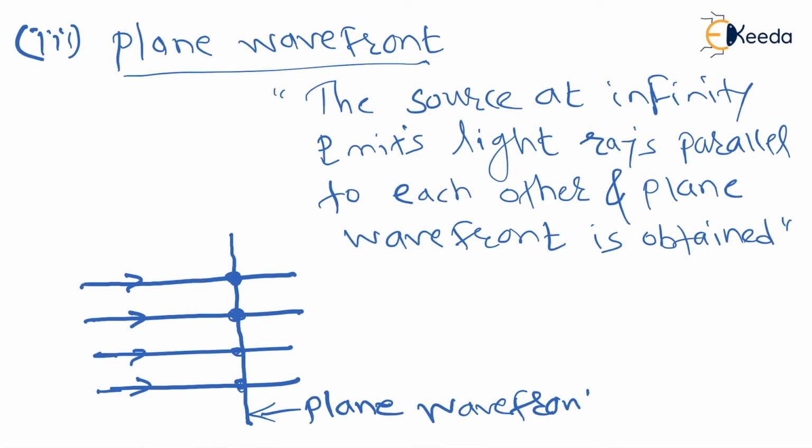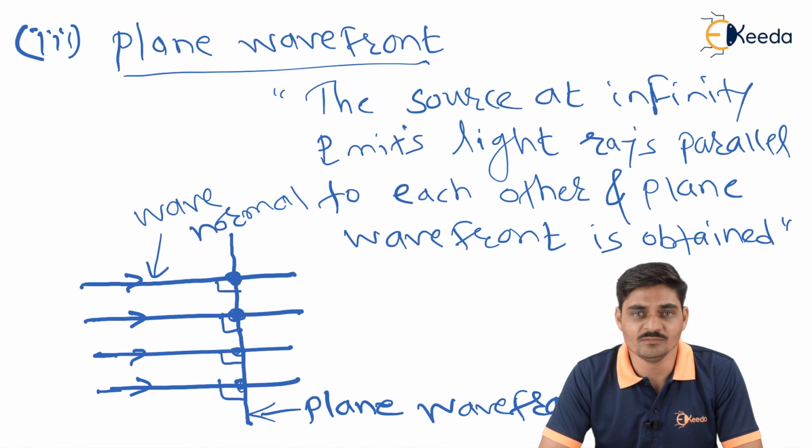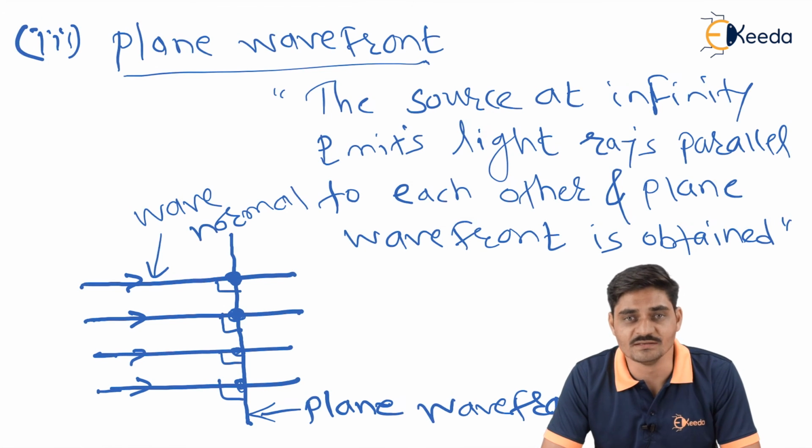So if a plane is obtained as a wavefront, it will be called plane wavefront. And it will also clarify the picture of wave normal. What was the definition of wave normal? The perpendicular lines in the direction of light rays which are perpendicular to wavefront. So these lines are perpendicular to wavefront, which means the light rays themselves are wave normals here. So plane wavefront is obtained when source is at infinity. Here I didn't show any source. Why? Because source is at infinity, meaning the distance is very large.